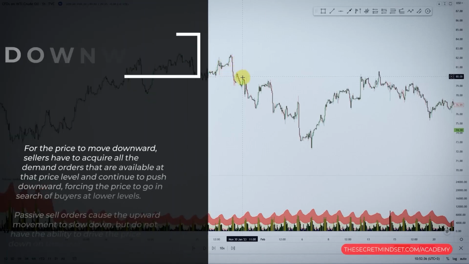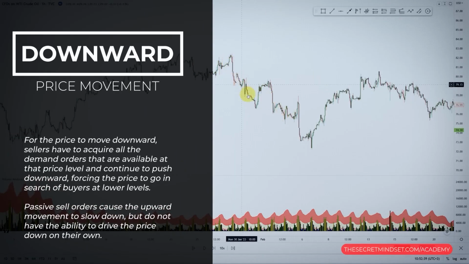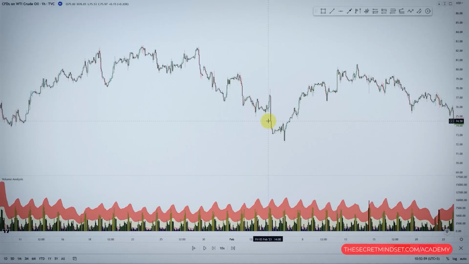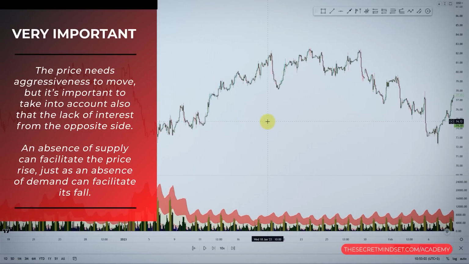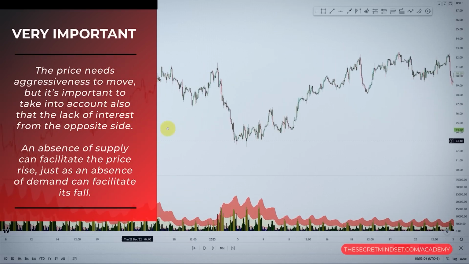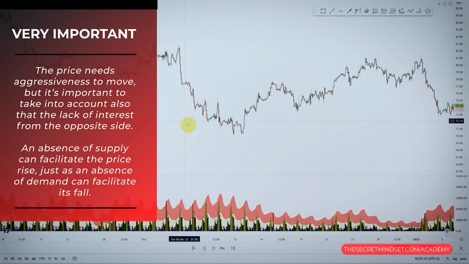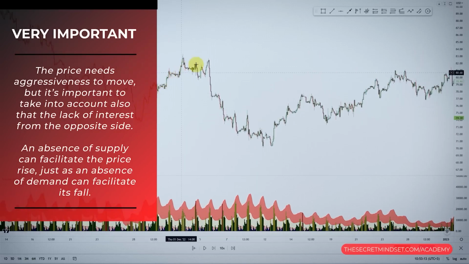For the price to move downward, sellers have to acquire all the demand orders that are available at that price level and continue to push downward, forcing the price to go in search for buyers at lower levels. Passive sell orders cause the upward movement to slow down, but don't have the ability to drive the price down on their own. So the price needs aggressiveness to move, but it's important to take into account also the lack of interest from the opposite side. An absence of supply can facilitate a price rise, just as an absence of demand can facilitate a price decrease.